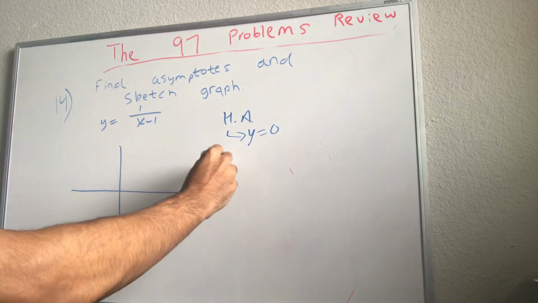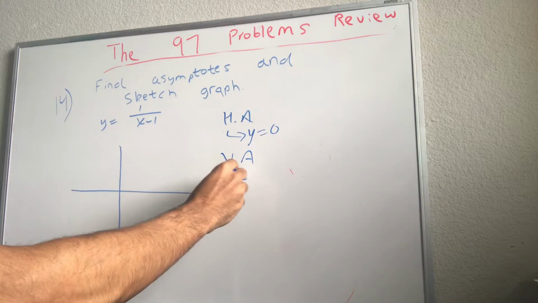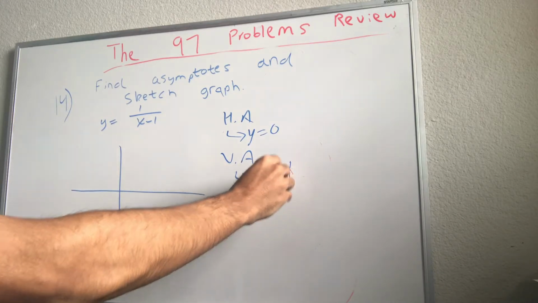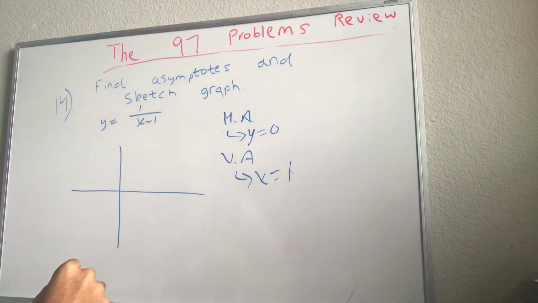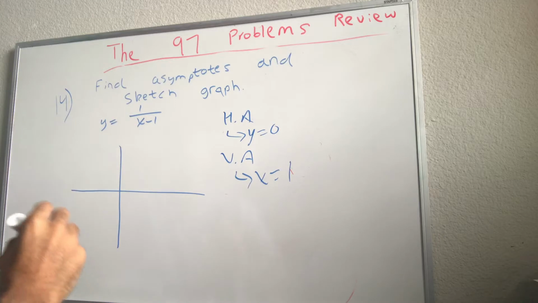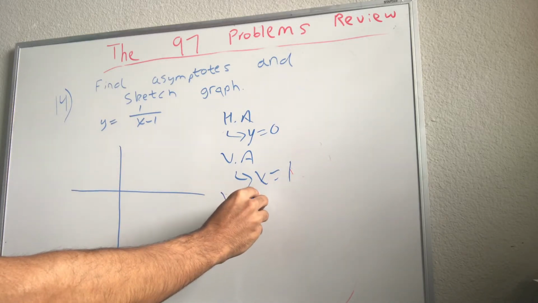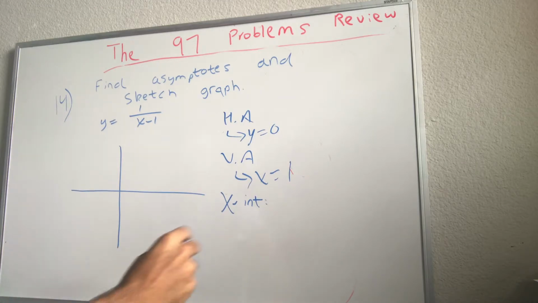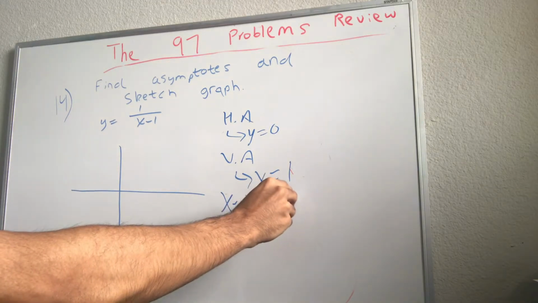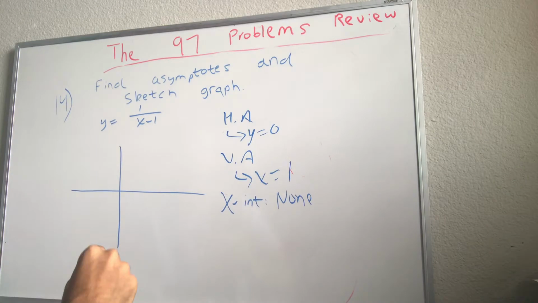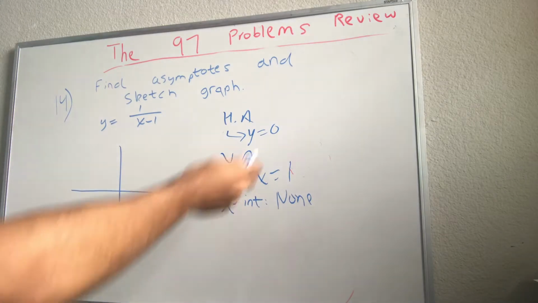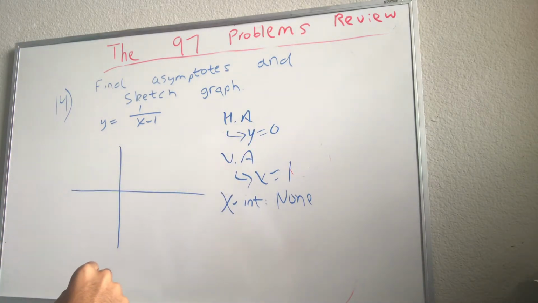For the vertical asymptote, we know that x is equal to 1. It's pretty obvious here because at x is equal to 1, the denominator value is 0, and therefore the entire expression is undefined. And then our x-intercept is the value of x when y is set to 0. It's obviously none here, and it makes sense. It's not going to cross the x-axis here because we have a horizontal asymptote there.